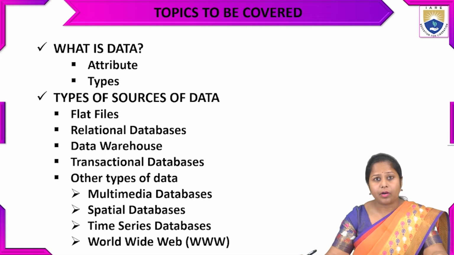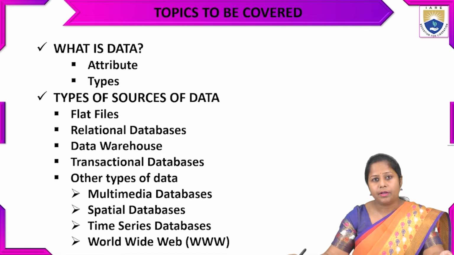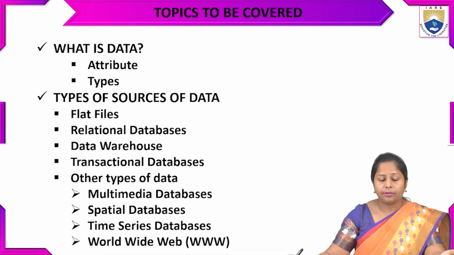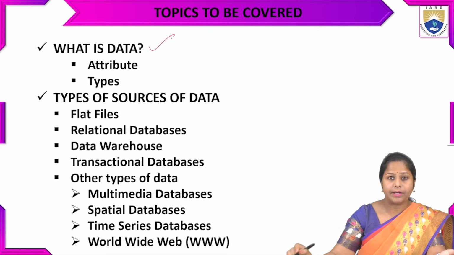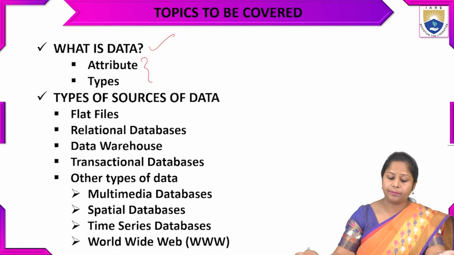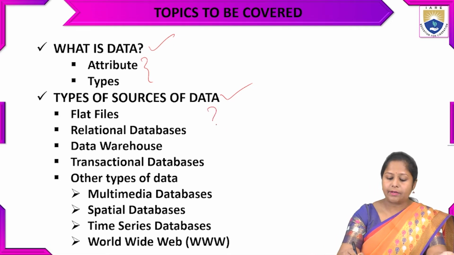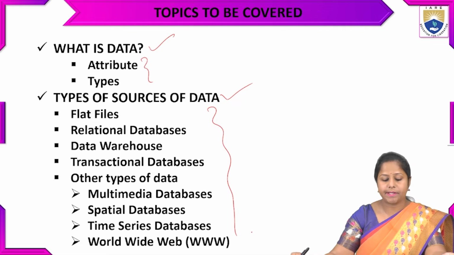I am going to cover the topics. We are coming into the fifth module, that is the advanced concepts of data mining. In that, first we will cover what types of data we can mine from the data warehouse. There are advanced types of data also. I'll tell you what data actually is, how it is divided into attributes, what the types of attributes are, and what the types of sources of data are. These are the advanced types of data in databases.